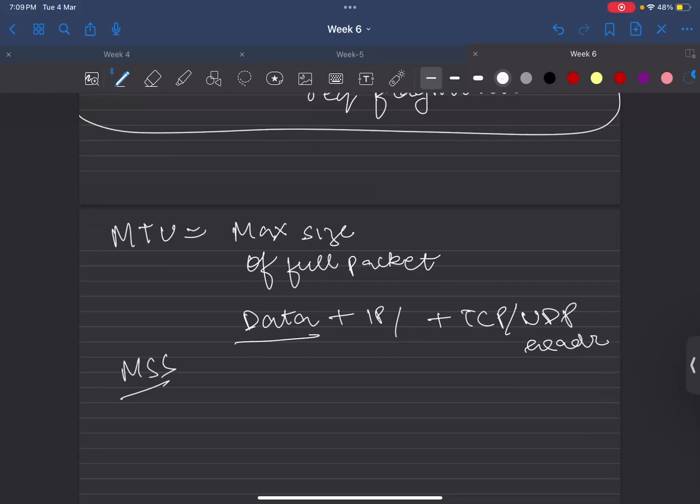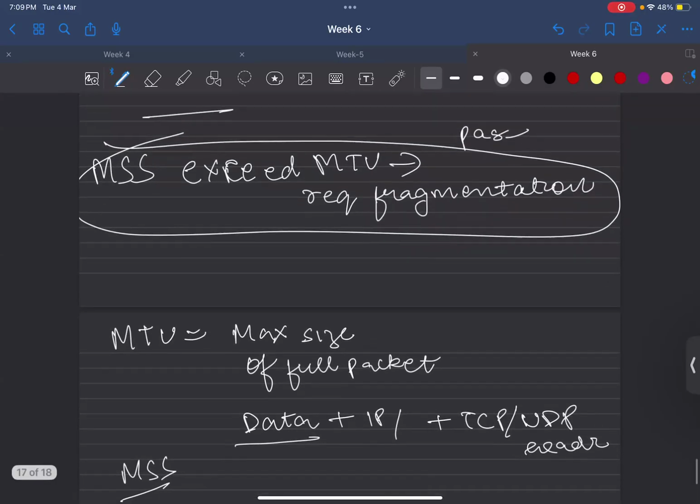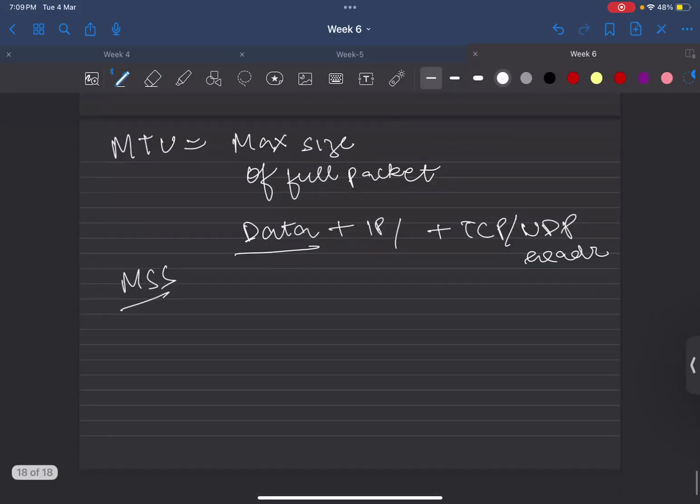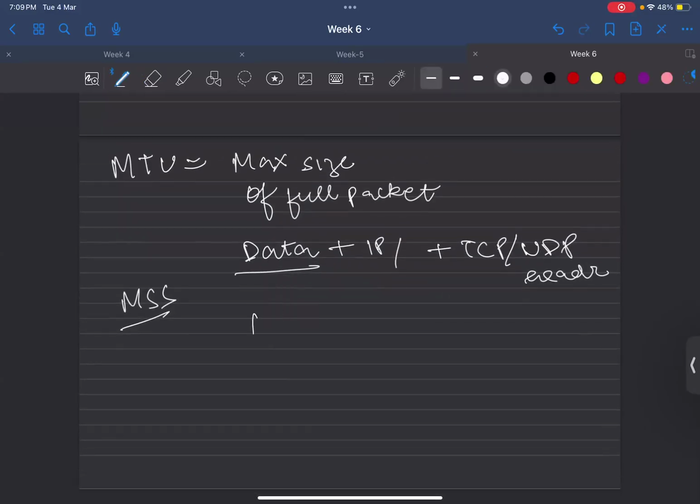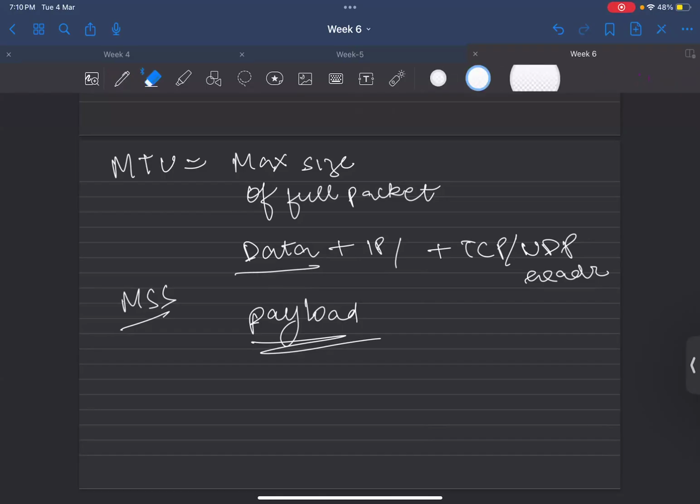MSS, in easy words, okay, leave this also. I'll come to fragmentation and all afterwards. MSS is basically only this data part, this payload part, in simple words. Now understood? So payload is nothing but the data, or the header part? Payload is the data part. Payload is the actual data carried, without headers.